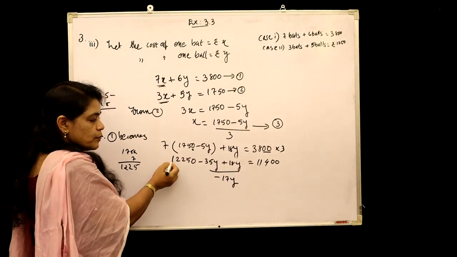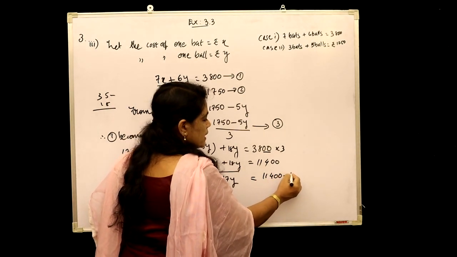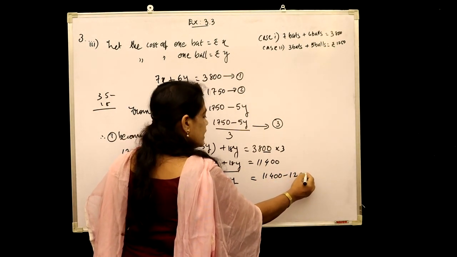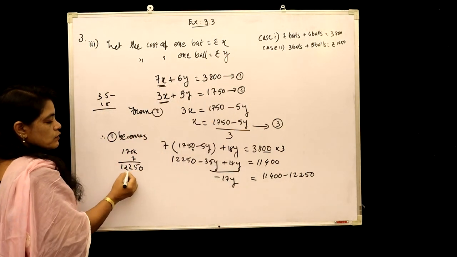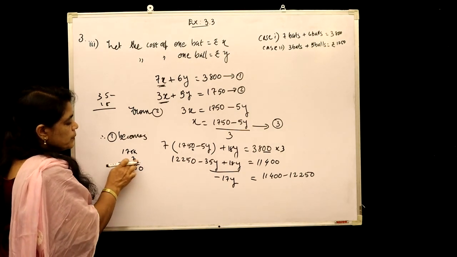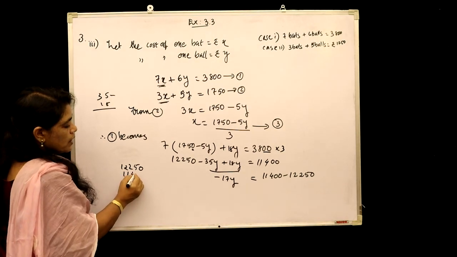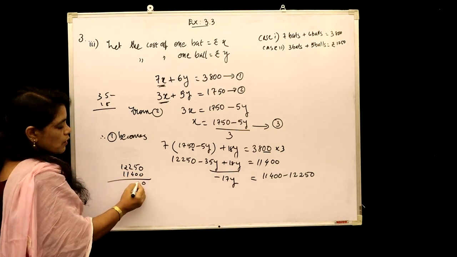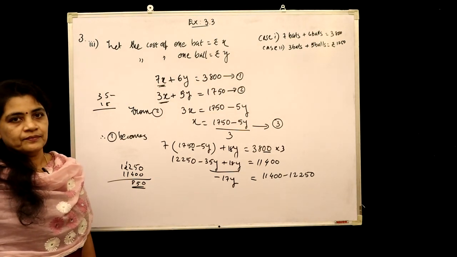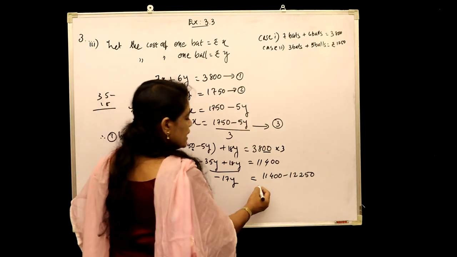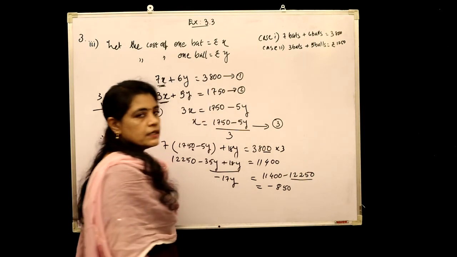Understood? And we can take this to RHS. So this is positive. So we have 11,400 minus 12,250. Now we can subtract. 12,250, from this we can subtract 11,400. So 0, 5, borrowing, 8, 850. So it is negative 850 because of the negative sign.